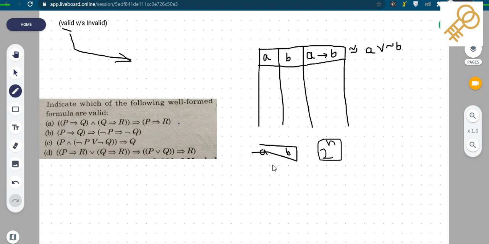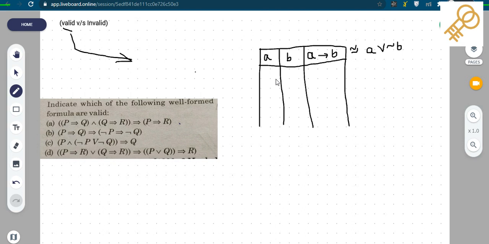For example, suppose here there are two propositions, right? So the total number of true and false combinations will be 2 to the power 2, that is equal to 4. So a total of 4 true and false combinations are required.